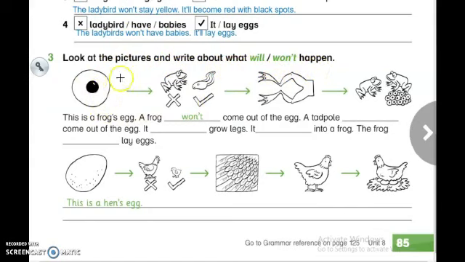Look at these pictures. This is a frog's egg. The first picture here is a frog's egg. After that, a frog won't come out of the egg. So this is won't because we are talking about a frog.